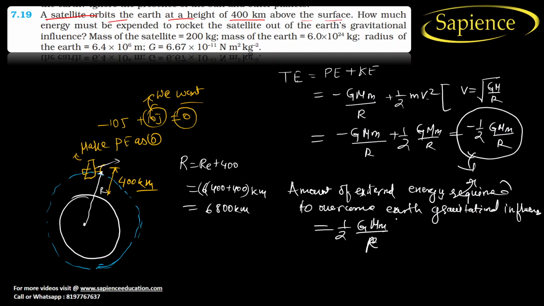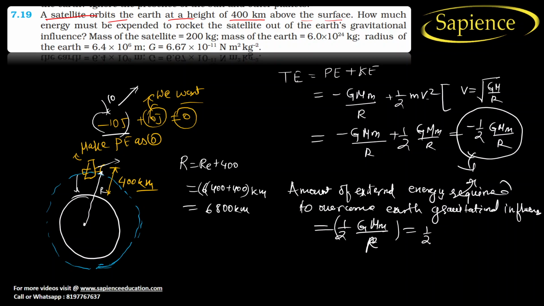Why? See, this is negative. I have already told you. Let us consider it has an energy of minus 10 joule due to which it is being attracted. So we have to put in 10 joules so that the total energy will become zero and it will come out of the influence of the gravitational attraction. So this amount of energy we have to put in.